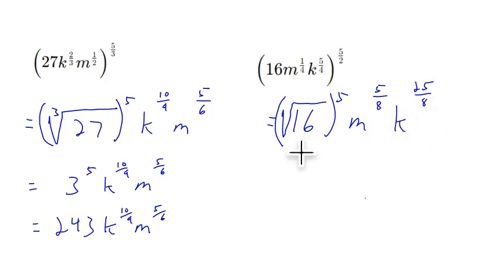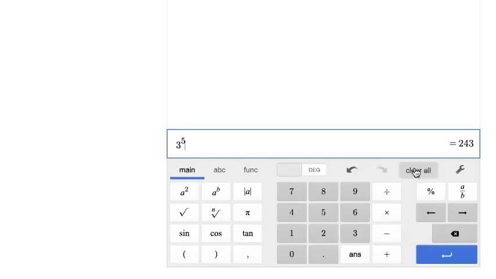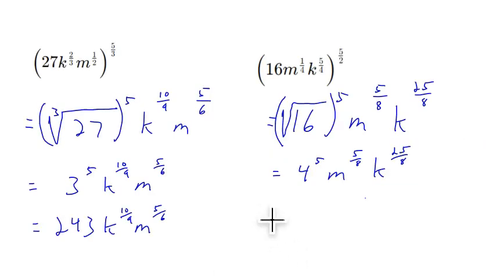But we can simplify the root. The square root of 16 equals 4. So this is 4 to the 5th power. Let's figure out what 4 to the 5th power is. $1,024. So we get 1,024 times m to the 5/8 power times k to the 25/8 power.